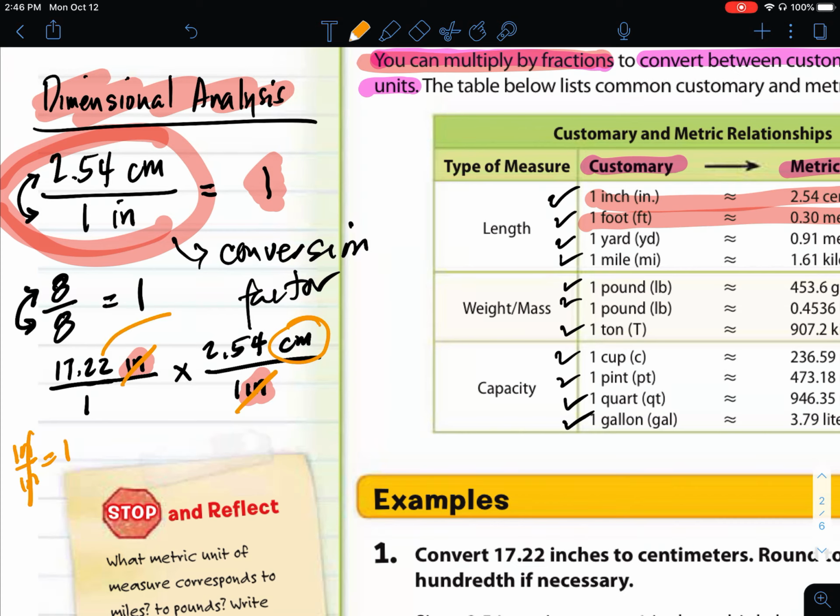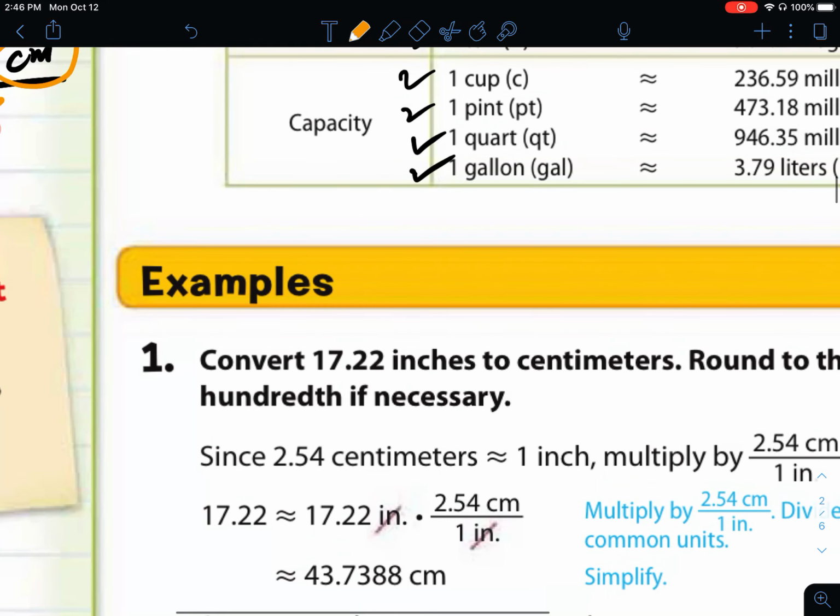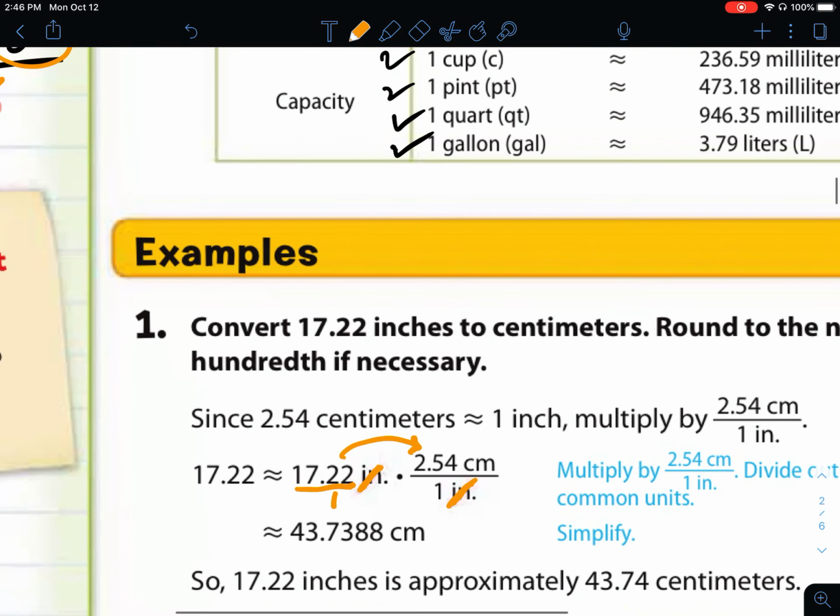So when I multiply my fractions, remember I'm multiplying 17.22 times 2.54, and I simply multiply 1 times 1. It says here now, if this is 17.22 over 1, and I multiply that, and if you notice, the inches has been canceled, I get 43.7388 centimeters. And you can use a calculator for this lesson.